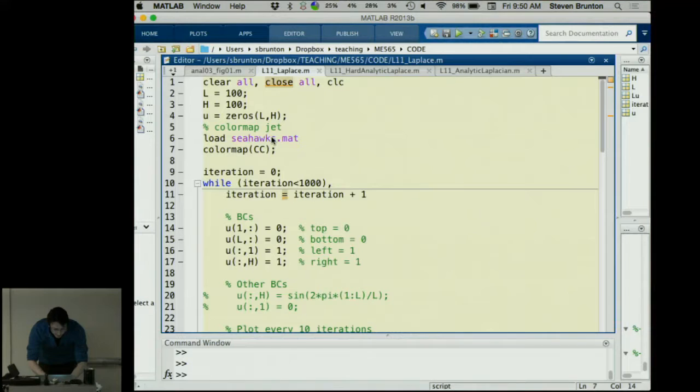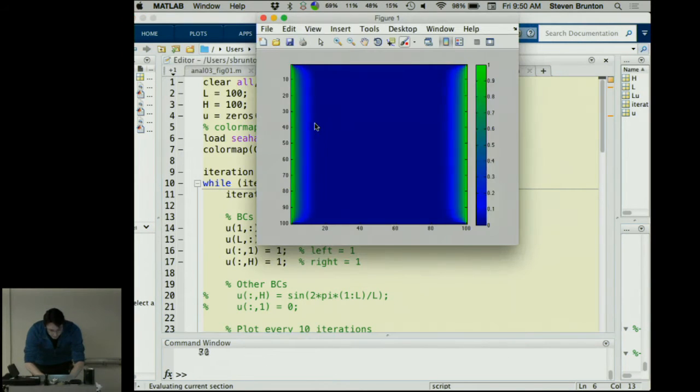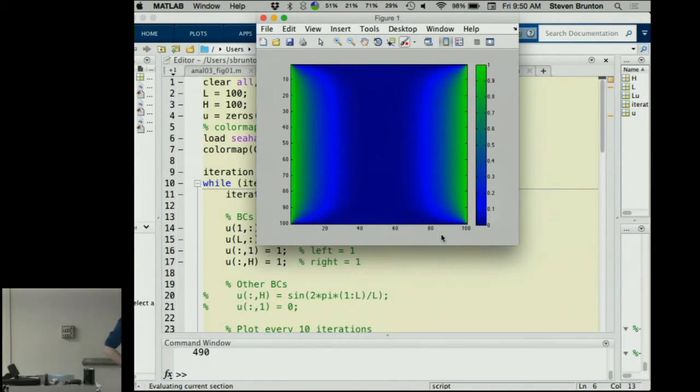Okay, so I made a color map for the Seahawks just this morning on my bus ride over. People thought I was crazy. And this is what the iteration looks like in time.